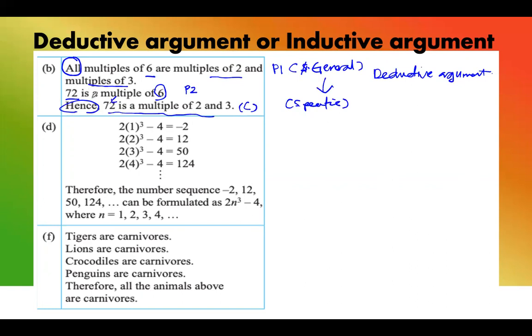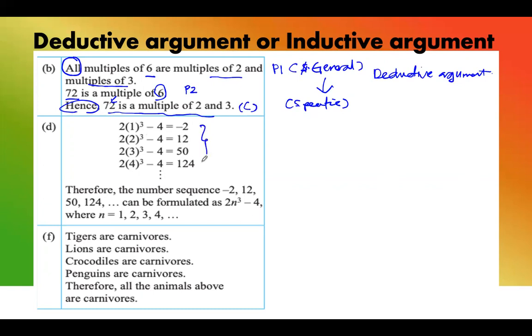So, 72 is a very specific example of a multiple of 6. Hence, this specific number 72 must be a multiple of 2 and 3. So it's a specific example. All right, so come to D.